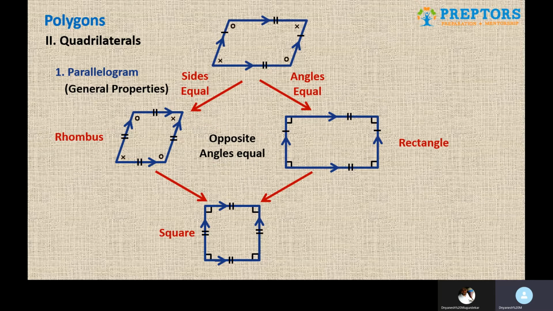The next property is that the interior adjacent angles are supplementary. Look at the wordings: interior, inside; adjacent, side by side; angles are supplementary. Supplementary, sum is 180 degrees. That is what we are looking at. Then the next one, the diagonals will bisect each other, will divide each other into two equal parts of the parallelogram.